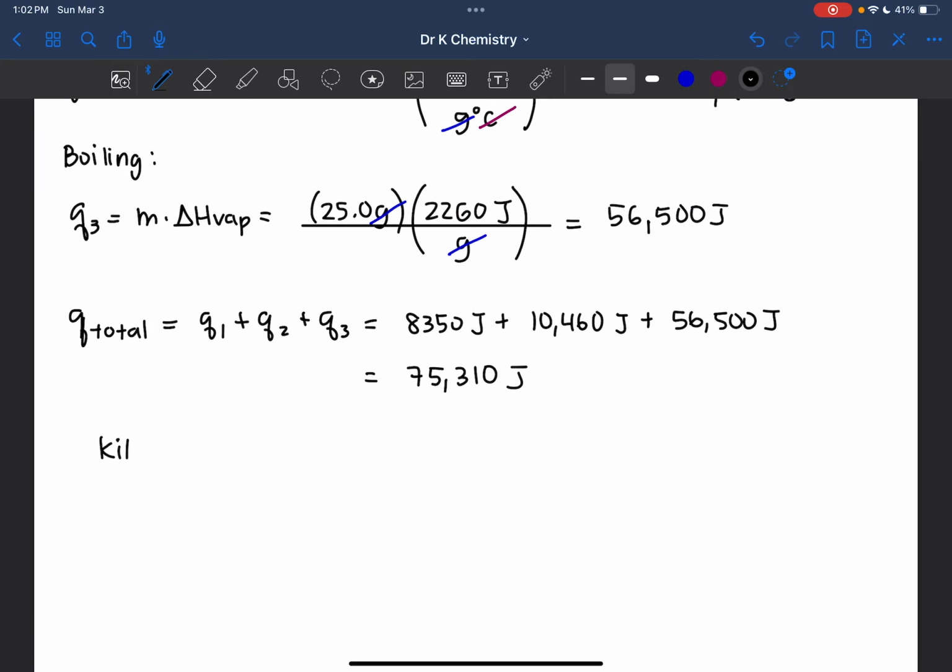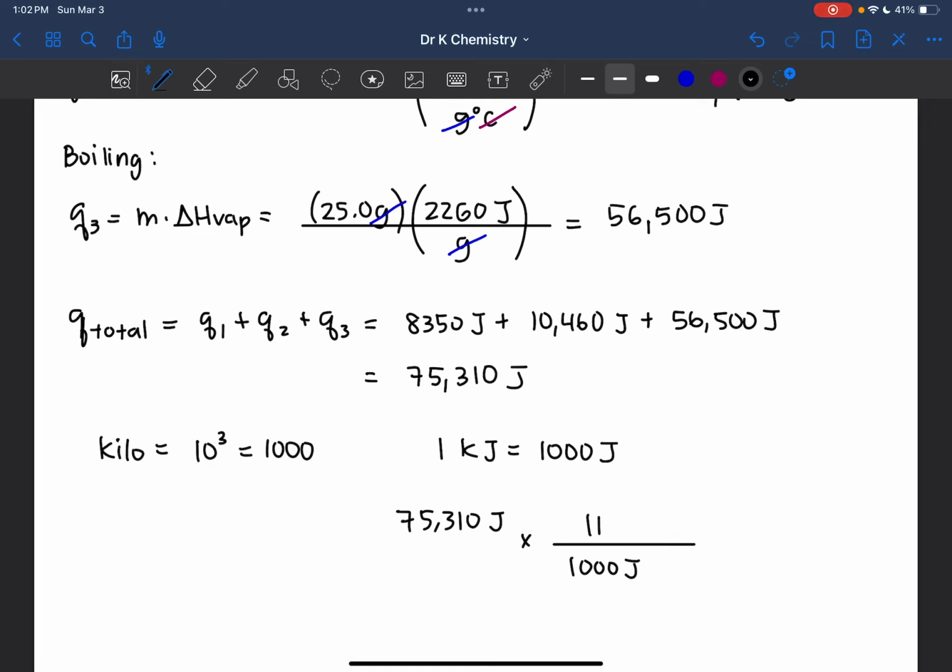And we know that the prefix kilo means 10 to the 3, which is 1,000. So that means that 1 kilojoule will be equal to 1,000 joules. So all we really need to do is divide that by 1,000. So since joules here are in the numerator, I need to put them in the denominator to get them to cancel out. And once they cancel, we are dividing the 75,310 by 1,000. And that will get us 75.3 kilojoules. And that is the end of that problem.